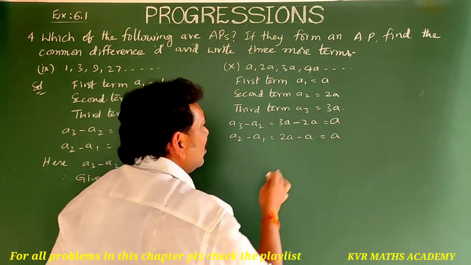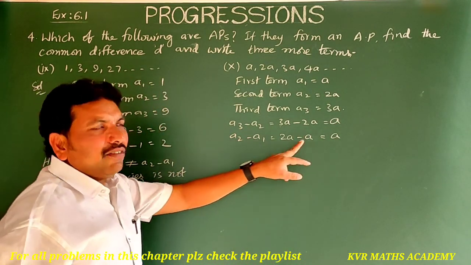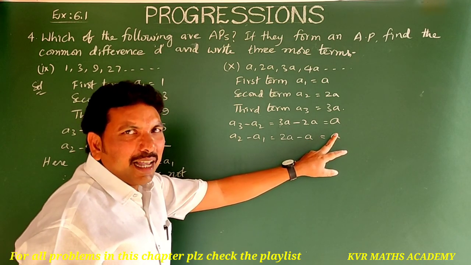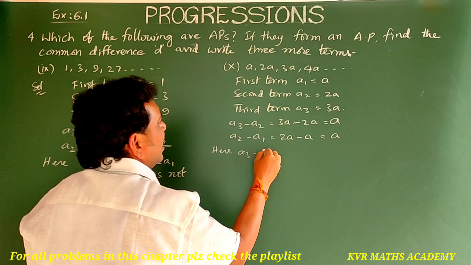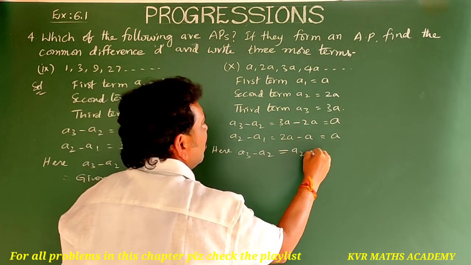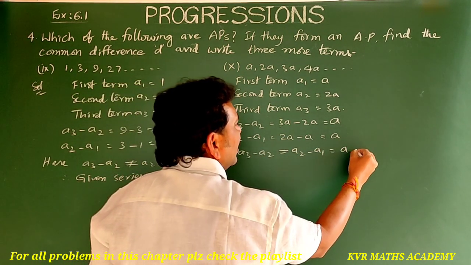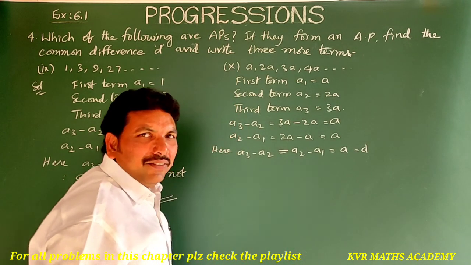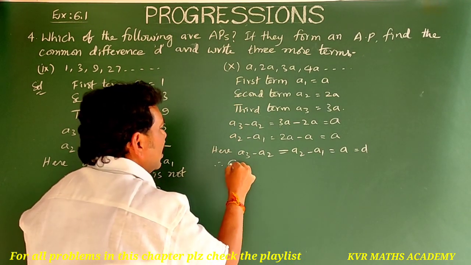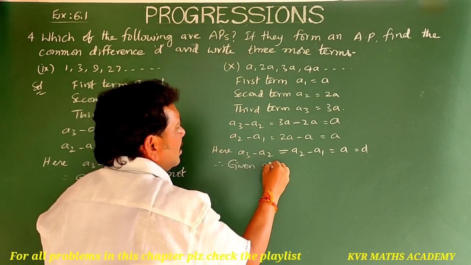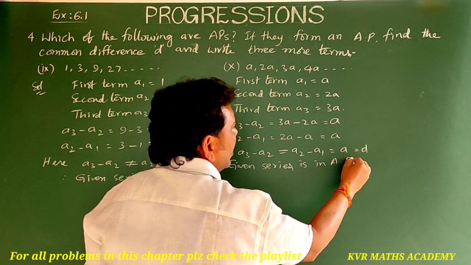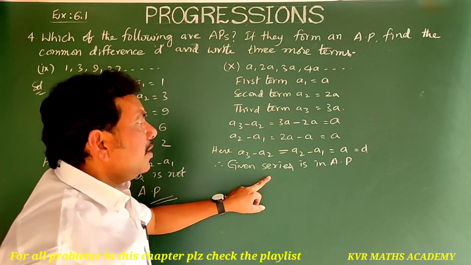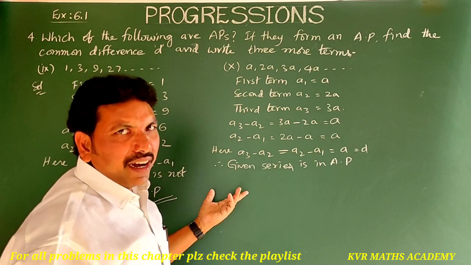So both are equal, no? a3 minus a2 and a2 minus a1, that is equal to a. Common difference is same, no? Here a3 minus a2 is equal to a2 minus a1, that is equal to a. So this is common difference d, right? Therefore, given series is in AP. Here AP, no? So next three terms we have to find, right?